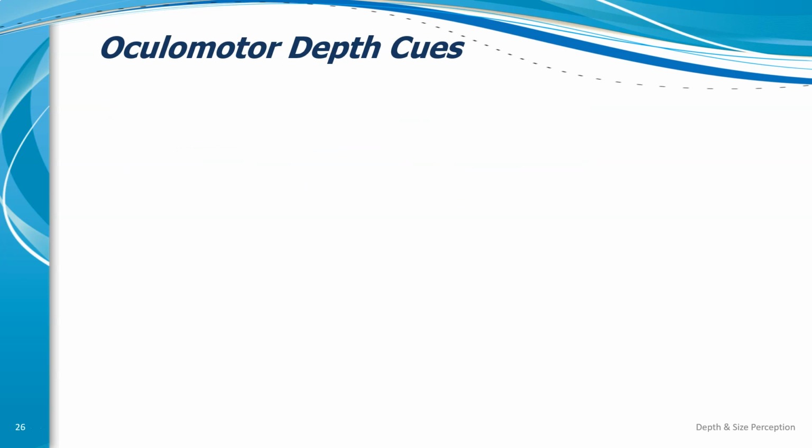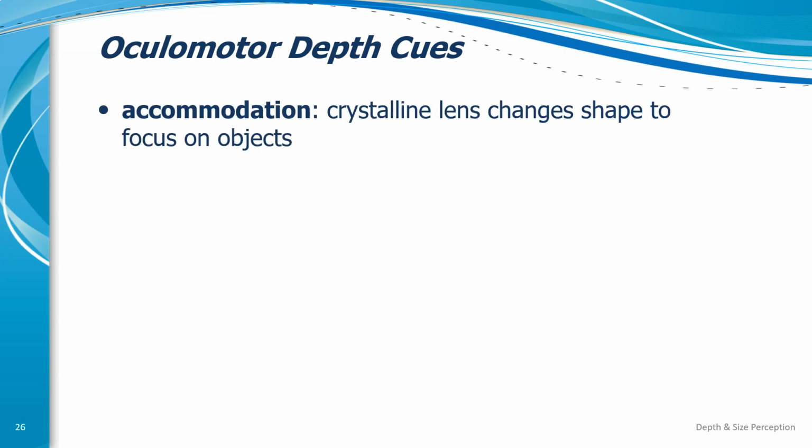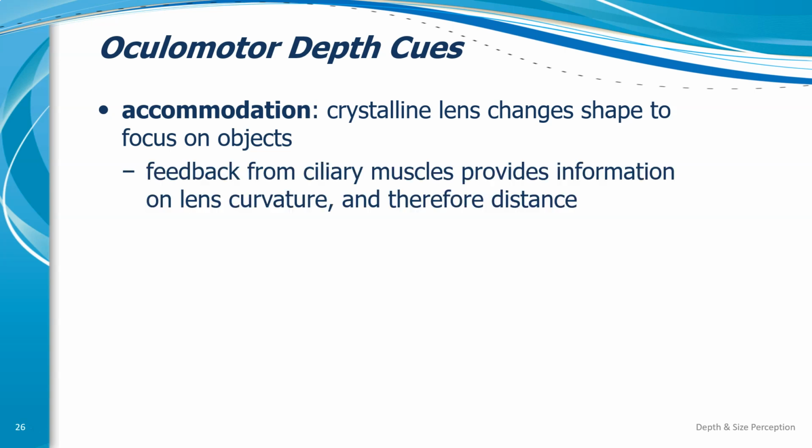Our next category are oculomotor depth cues. These include things like accommodation, the fact that the lens in your eye changes shape to keep focus on objects, so that the image on your retina is sharp and clear. There's actually feedback from receptors in your ciliary muscles that sends information back to your brain that tells you about how far away the object is, which is kind of strange because it's your brain sending information to those muscles in the first place, but that's coming from the motor cortex. The feedback you get goes to the part of your brain that calculates and computes distance.